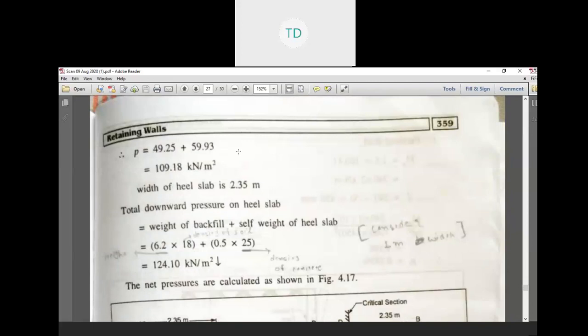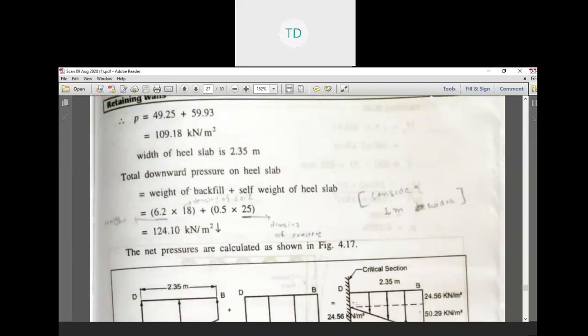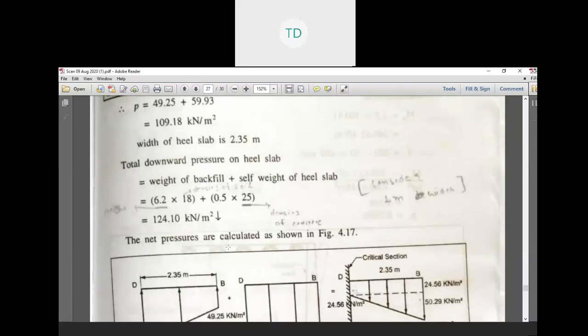Now, total downward pressure on the heel slab is equal to weight of backfill plus self weight of heel slab, equal to 6.2 into 18, the density or unit weight of soil, plus 0.5 into 25. 0.5 is the depth of the base slab, 25 is the density of concrete, and we get 124.10 kilonewton per meter square downward pressure.